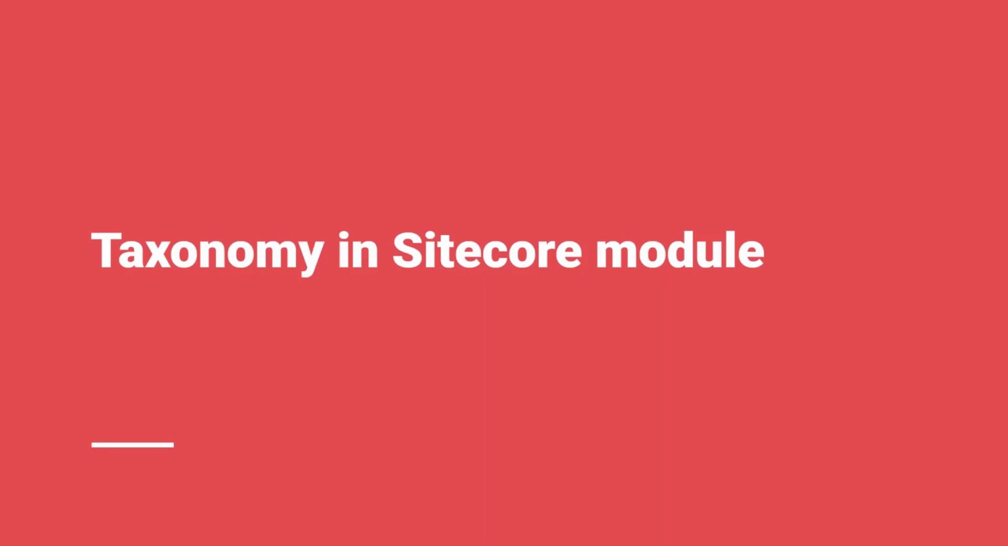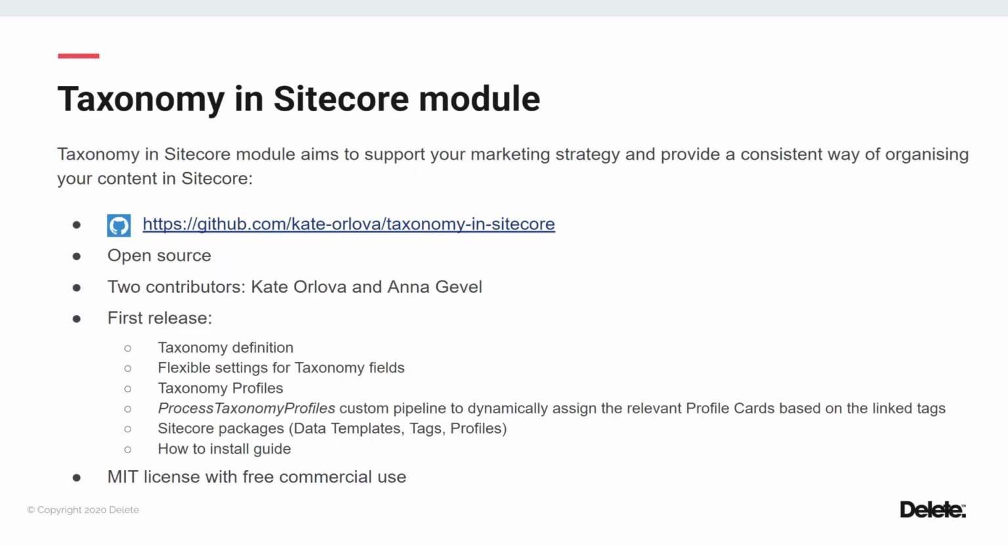And all our helpful learnings and achievements and experience from Carter Jonas and other Sitecore-based websites we developed over the years, we have consolidated in our Taxonomy in Sitecore module. As I said, it was only released a month ago in July and aims to support marketing strategy and provide a consistent way of organizing content in Sitecore. It's open source. You can see a link on GitHub. So far, we have only two contributors, Anna and myself.